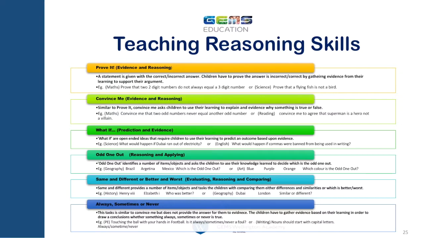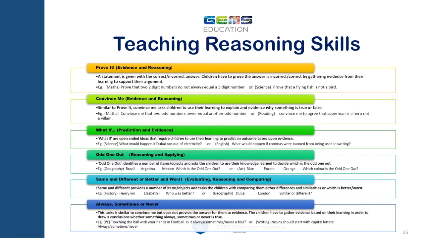What if is a really good way of getting the children to be creative and predict and use evidence to back that up. So for example, you could ask a question at home, what would happen if Dubai ran out of electricity? They would then use their knowledge that they've gained in school, they would go off and research and start to come up with a prediction of what might happen if Dubai ran out of electricity.